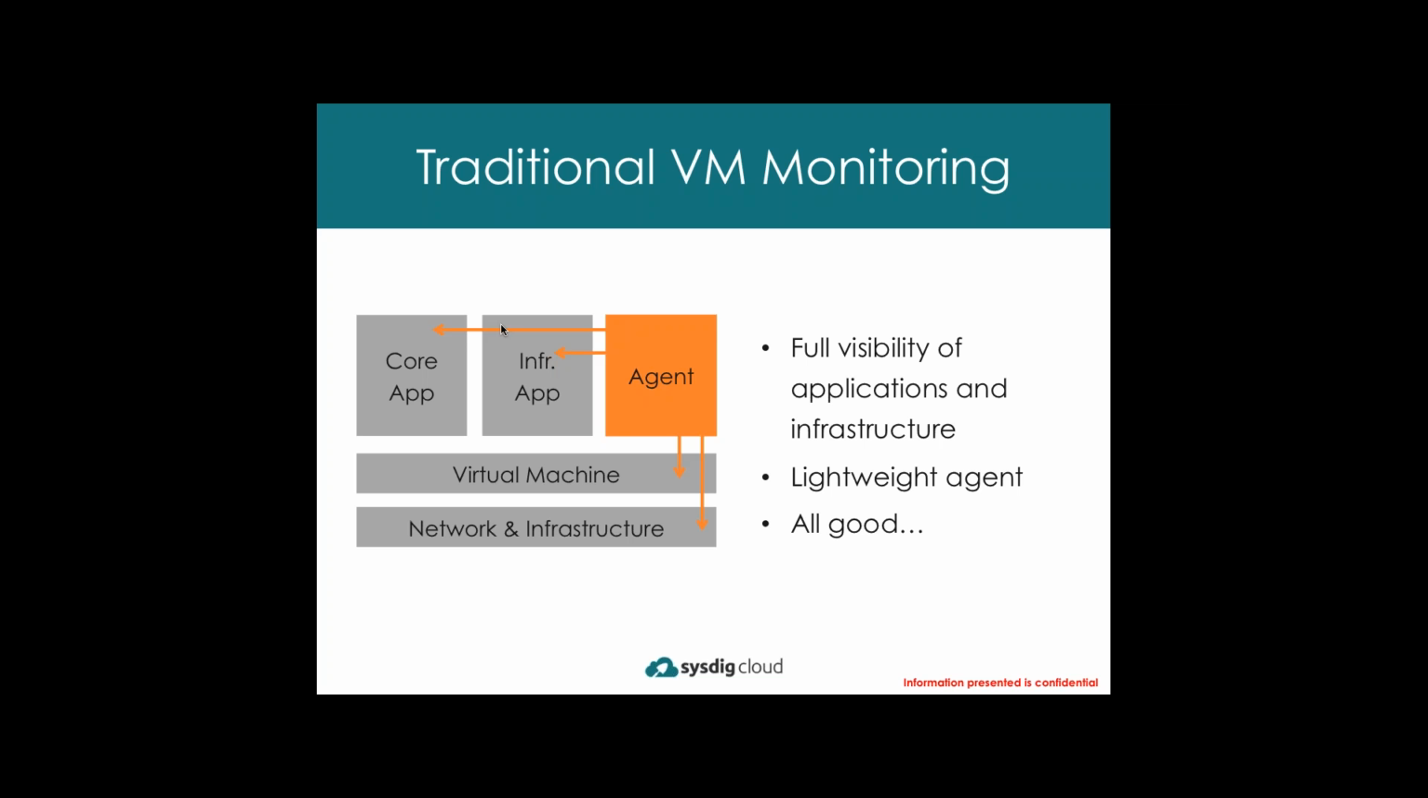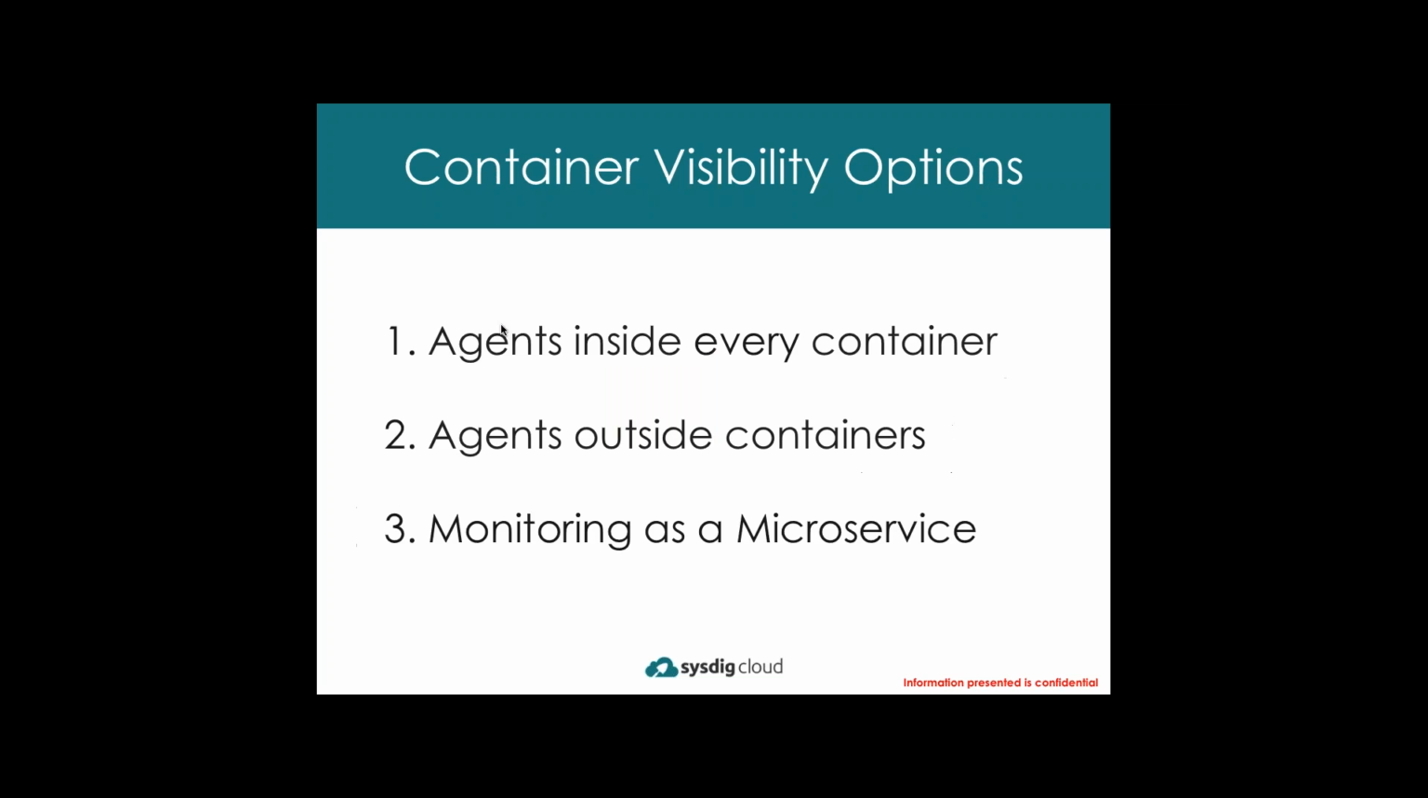Now where this gets interesting is when we start to wonder, how do we take this virtual machine agent, this agent that was designed for a VM world, and try to adapt it to the world of containers? How do we actually get visibility into the containers with this agent? I'm going to propose that there are three options. Hopefully the first two are pretty intuitive. The third may be less so. This is what we call monitoring as a microservice.